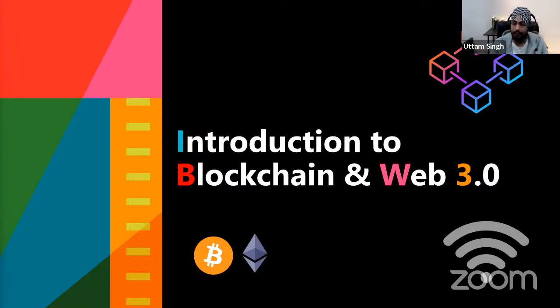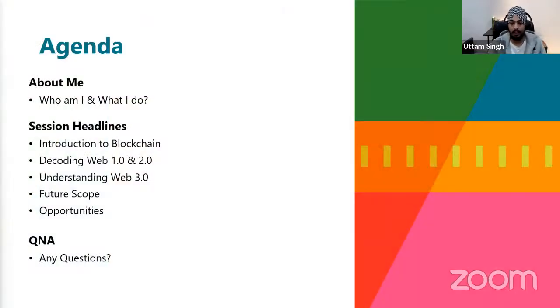Introduction to blockchain and Web3. So what is today's agenda? First I will say about me, who I am and what I do. Other than that, we will have our session explaining blockchain, how it works and what blockchain actually is. Then we will be decoding Web 1.0 and Web 2.0. To understand Web 3.0, we must first understand what Web 1.0 was. When the internet came, what were the changes, what was possible, and then what happened in Web 2.0. And then we will also understand what's actually wrong with Web 2.0. Why do we need Web 3.0?